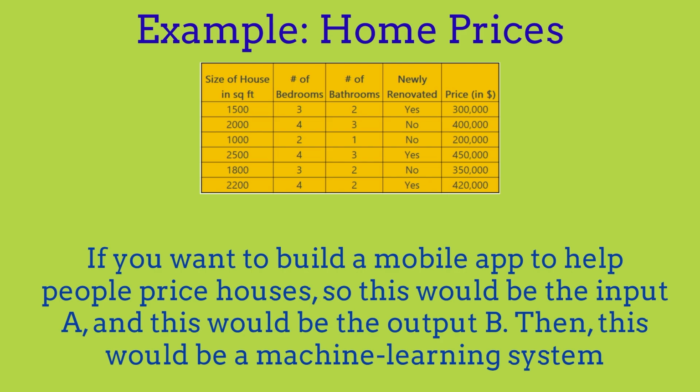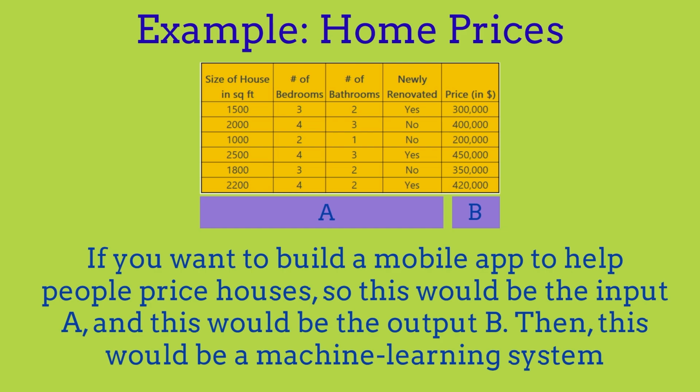But basically, with machine learning there's an input, which is A, and then there's also an output, which is B. In this case, if we look at the picture, we can see that the size of the house is part of the input A, the number of bedrooms is also part of the input A, the number of bathrooms, and also whether it's newly renovated or not. Those all fall into the category of the input, and then the output is obviously the price.